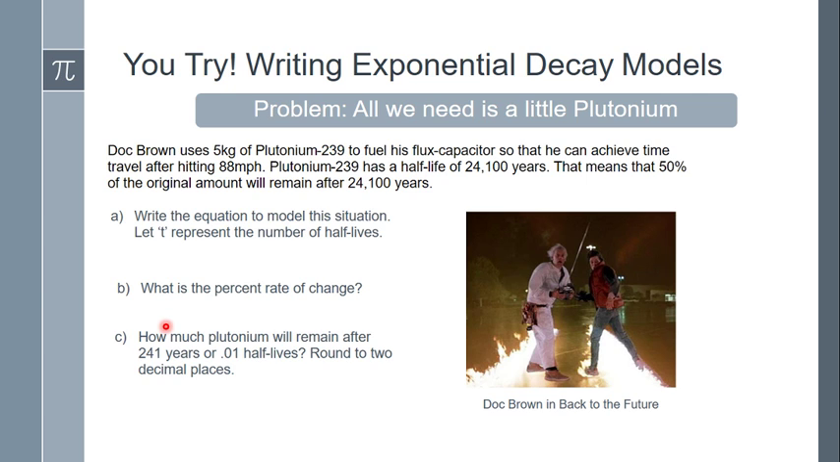Then I want you to figure out what the percent rate of change is. And then finally, figure out how much plutonium will remain after 241 years, which is 0.01 half-lives. And round your answer to 2 decimal places. So go ahead and pause the video and take a moment to try to complete those parts of the problem.